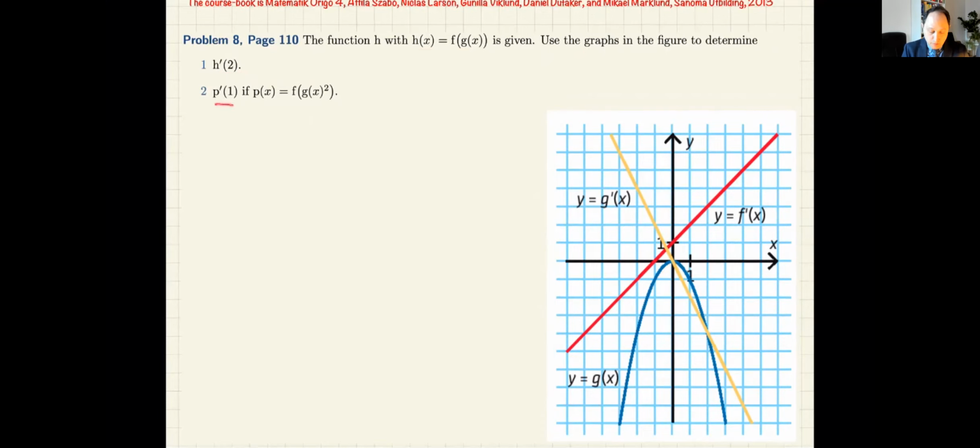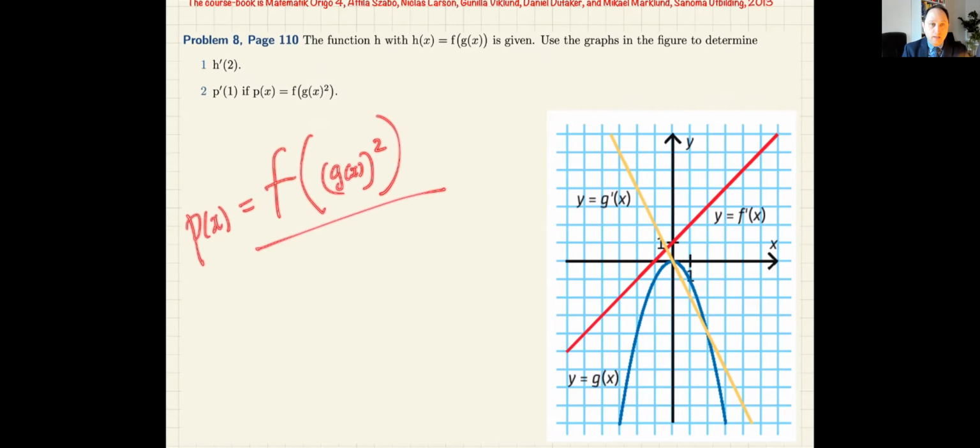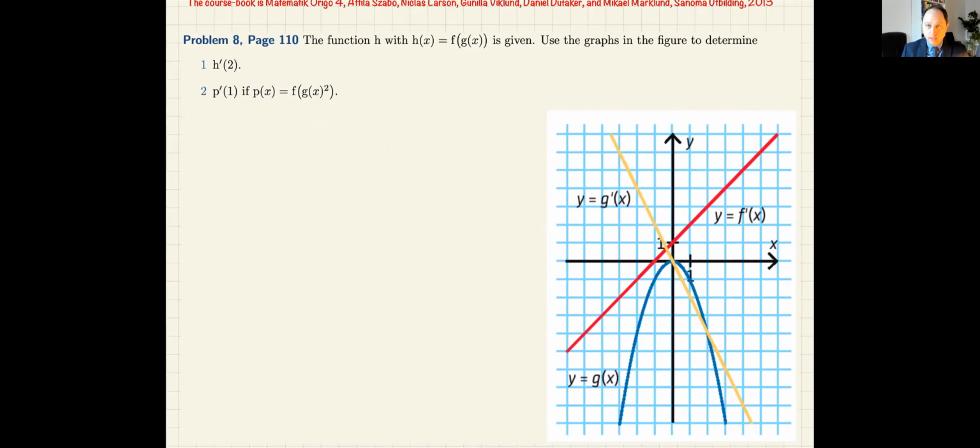and determine p prime of 1 if p of x is defined as f of g of x squared. So in other words, this means f of g of x to the power 2. This is the definition of your p of x. And then you are supposed to use the information in the figure to find the number for p prime of 1. Okay, so I will pause the video and give you a little bit of time to think about this. This is a nice question, I think.